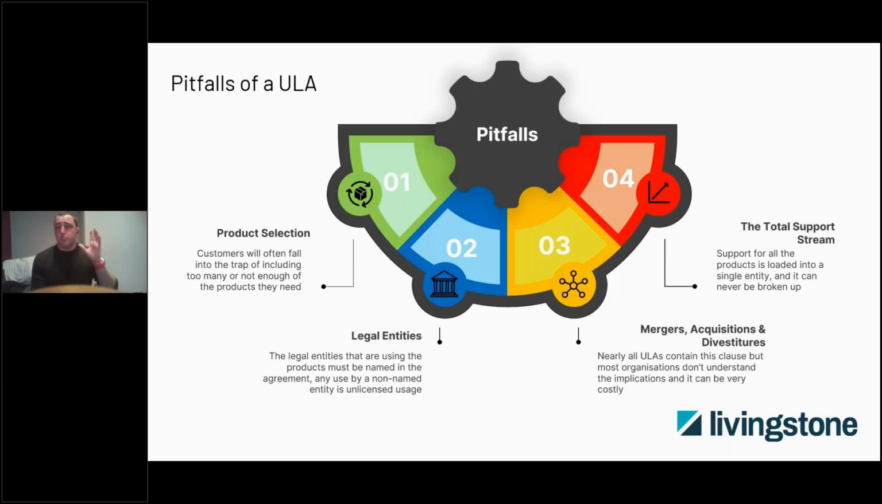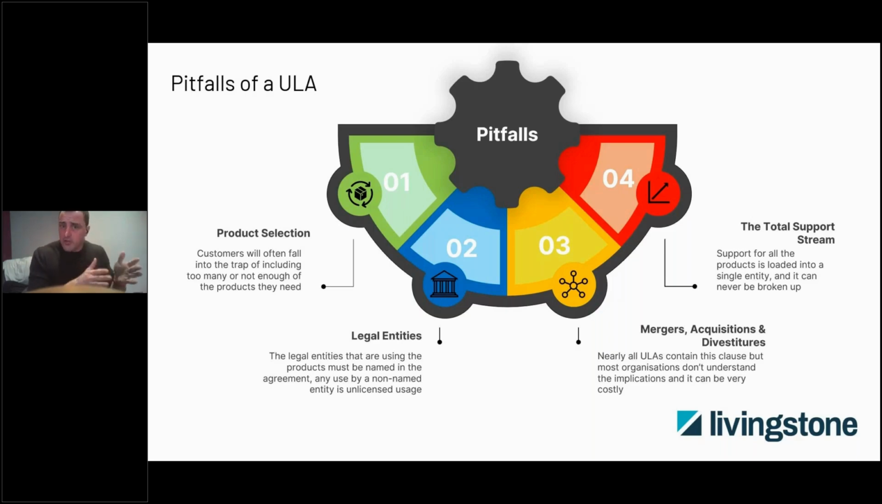And the first section is product selection. Customers who struggle with this can be split into 2 categories. The customers that put too much product in their trolley, so they have too many products in their EULA, and the customers that don't put enough. The challenge with putting too many products in their EULA is that obviously they're paying way more than they should for their EULA, but in Oracle's interest, when they sell a customer a EULA, they want to put as many products in there as possible. The more products, the more revenue for Oracle.